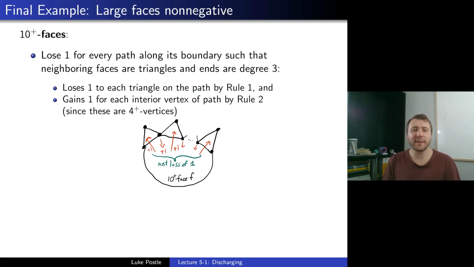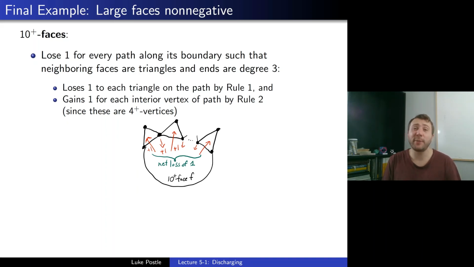So what happens in total is you get a net loss of 1. And that's only because the ends are degree 3. If actually the ends were degree 4 or higher, either one, then one of the ends would pay us 1, and we would actually end up with a net loss of 0. So if we group the triangles with their internal and end vertices that are paying us, then they mostly balance out.